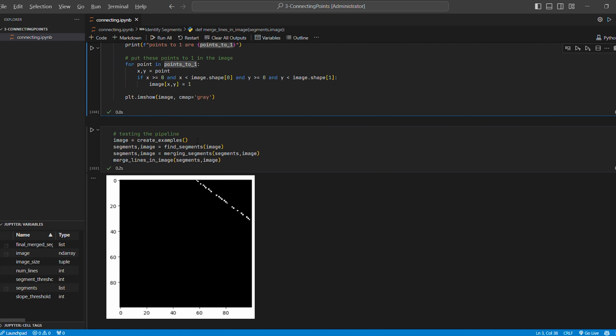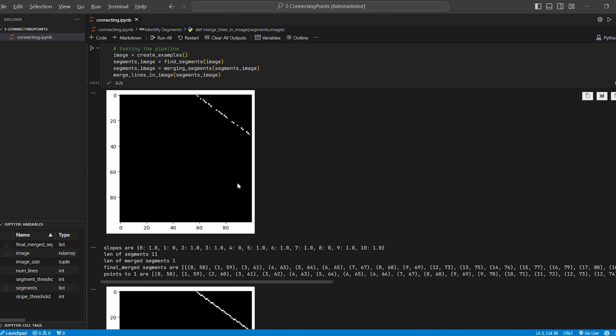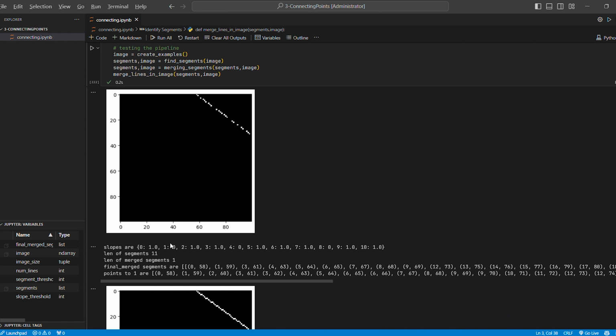After doing that, when we convert our image, we get the straight line. So we are testing the whole pipeline. We create examples, find segments, then merge those segments, then merge the lines. In this example, as you can see, there are these broken points and the slopes of the segments. The number of segments we identified was 11, which were not connected. Then we reduced it to 1. Then the final merged segments were this.